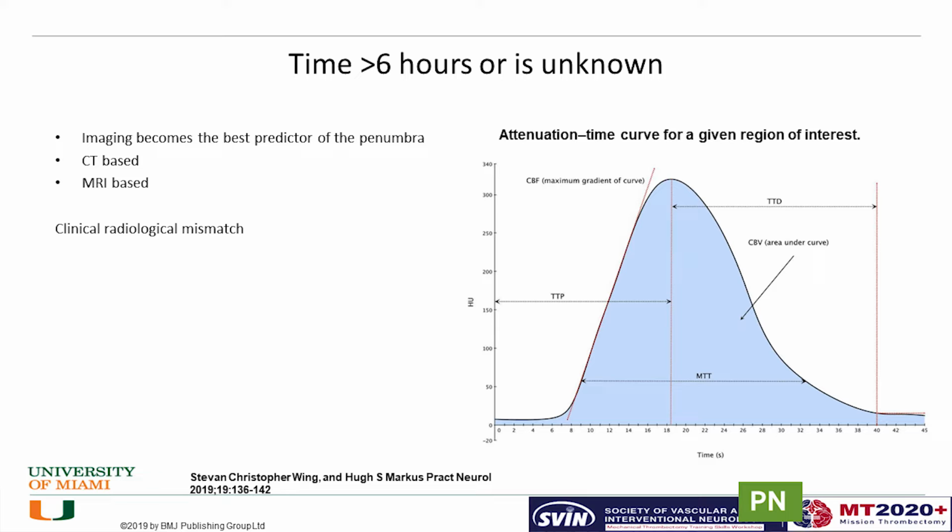We used to talk a little bit, especially before the DAWN trial, about a clinical radiological mismatch. And this is where there's a small core on CT or on imaging, and then there's a large clinical deficit, a large NIH stroke scale. And so those were the patients we considered a clinical radiological mismatch. But for now, in the greater than 6 hour window, I think it's now standard that we rely on perfusion imaging. So this can be done with CT.